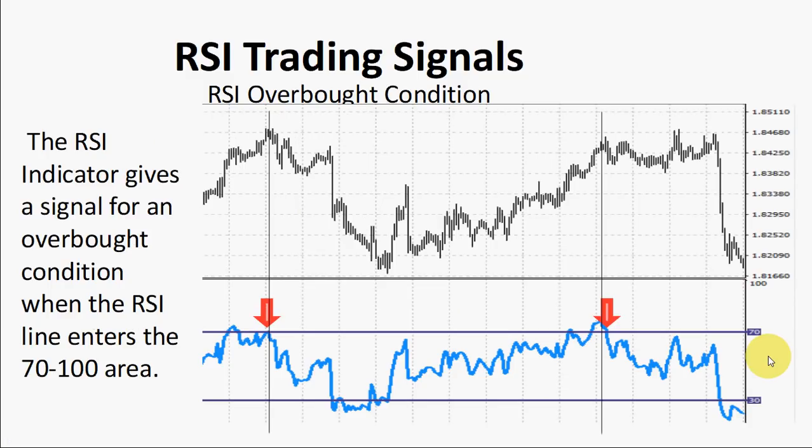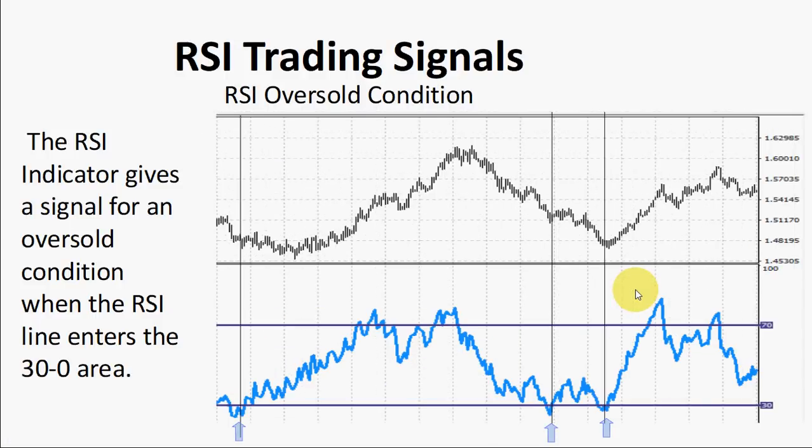So the first one we are looking into is the overbought signal. The RSI indicator gives a signal for an overbought condition when the RSI line enters the area between 70 and 100. So anytime RSI goes above 70, we say it is in overbought zone, right? Overbought area. Okay. So this is the 70 line, this is the 30 line. Anytime RSI goes above 70, we say it is in the overbought area.